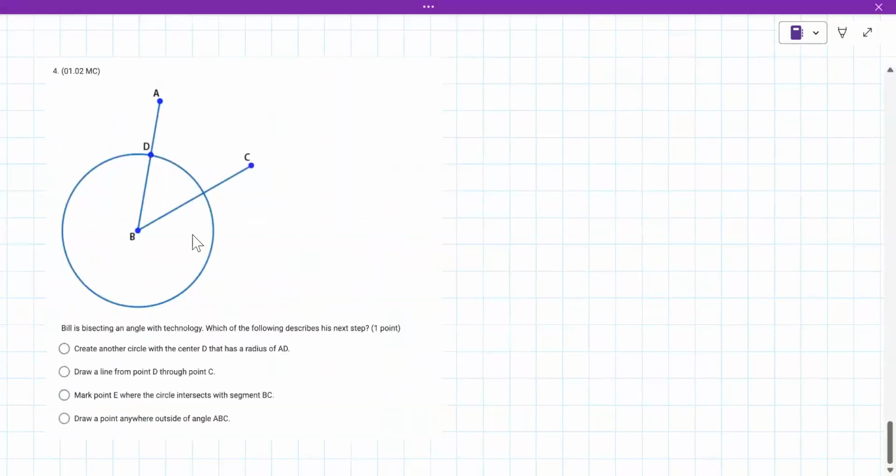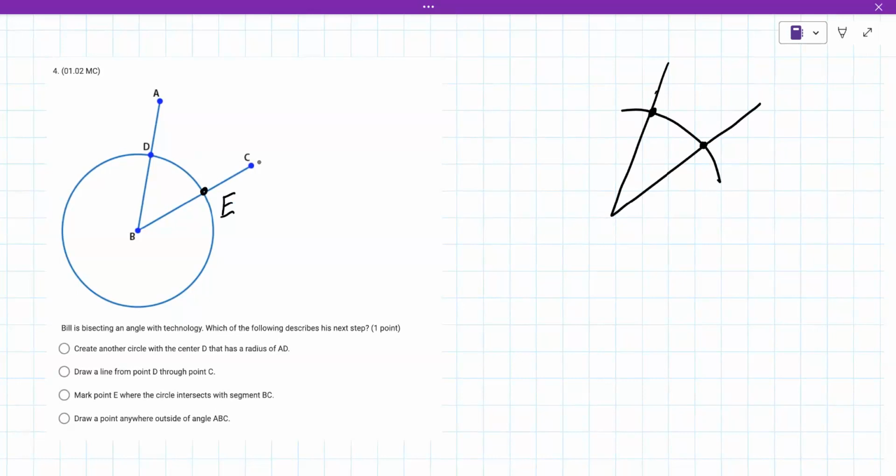Bill is bisecting an angle with technology. Which of the following describes his next step? I think one of the things that maybe is unclear is he's trying to bisect this angle, and really he only needed that arc right there. So now the next thing is to mark. Typically you mark both of these. So mark E where the segment intersects with segment BC. Some of these we could just say are totally off. But the steps would be to go to E and D and to swing some arcs from there.